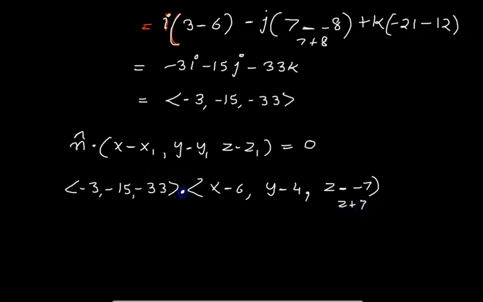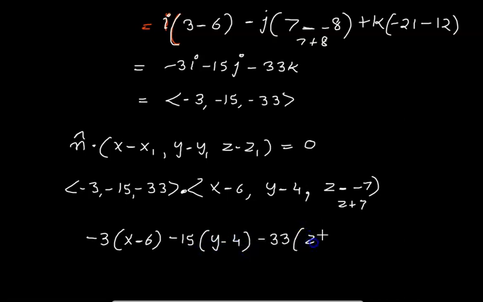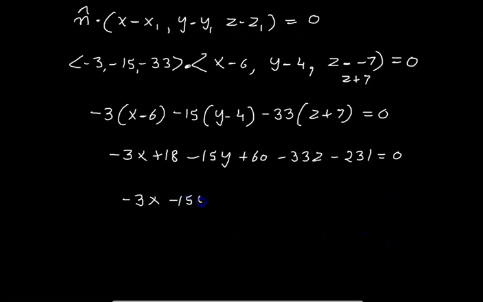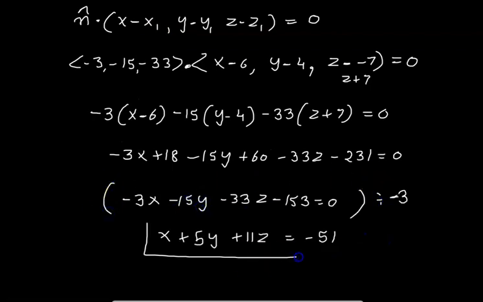Now write their dot product. While finding the dot product, their respective components get multiplied. So -3 times x minus 6, -15 times y minus 4, -33 times z plus 7 equals 0. Simplify it further. Divide it by negative.